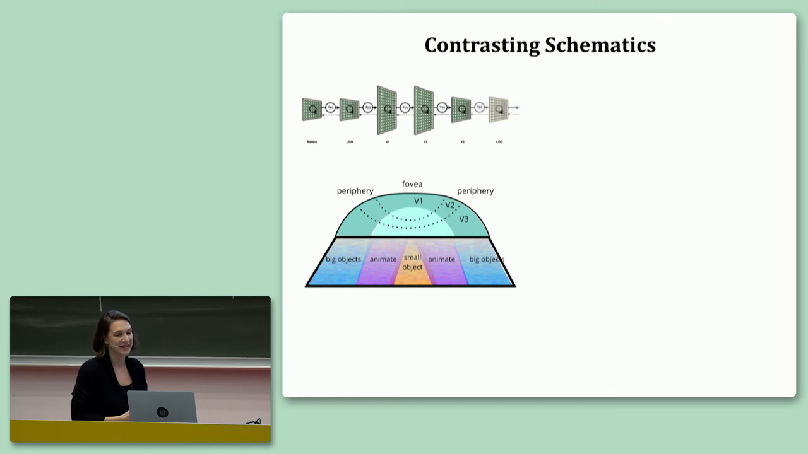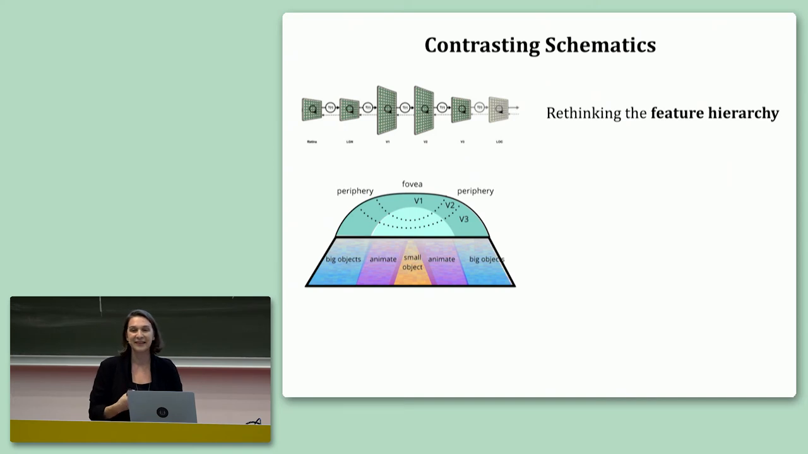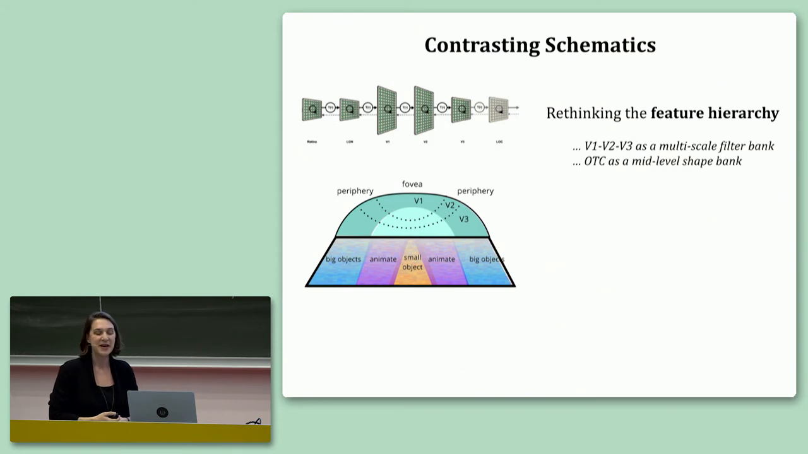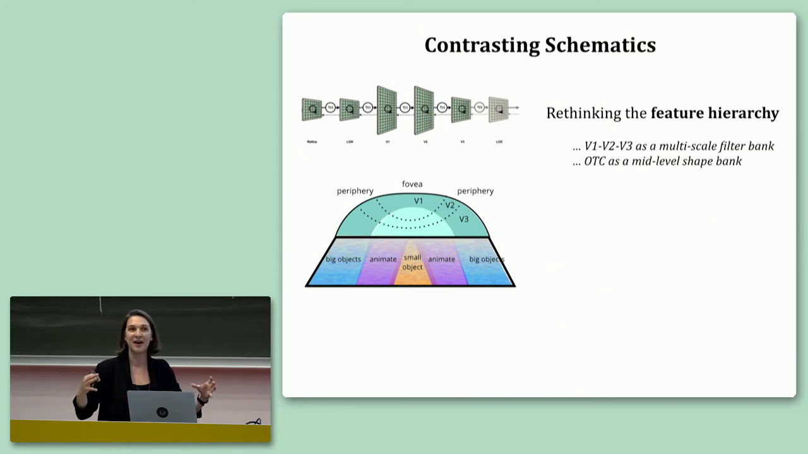And just to bring it back to the beginning, these are really contrasting schematics and ways of thinking about how information is processed through the visual system. And I think some of the work here might make you rethink a little bit that feature hierarchy and why it is the way it is or how it happens. We can think of V1, V2, V3 as having a common computational role. And OTC, occipital temporal cortex, is also maybe having a common representational role. And then the tuning might emerge from there. And that doesn't easily map with different stages. You can see that the hierarchy kind of runs orthogonal to these major divisions in the tuning.